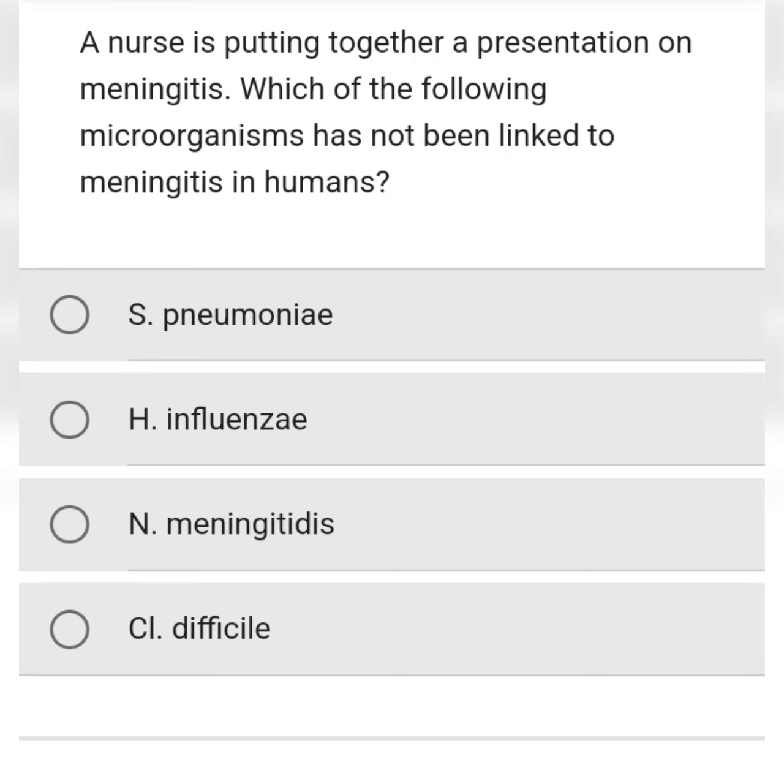A nurse is putting together a presentation on meningitis. Which of the following microorganisms has not been linked to meningitis in humans? Difficile.